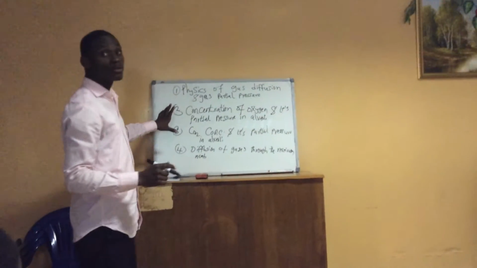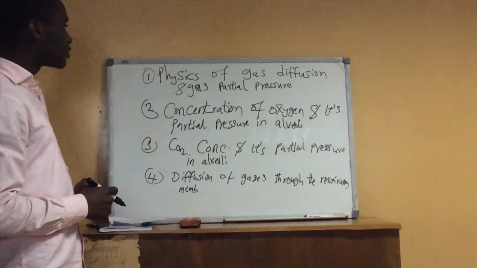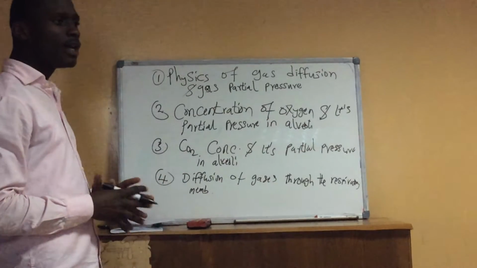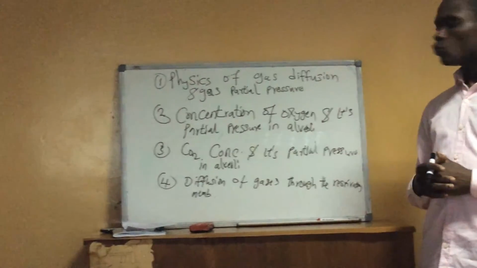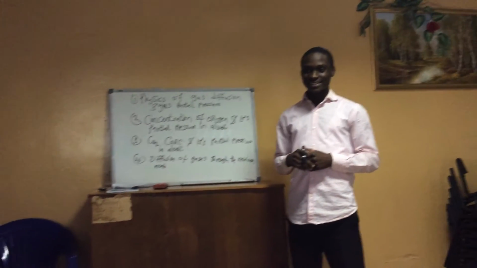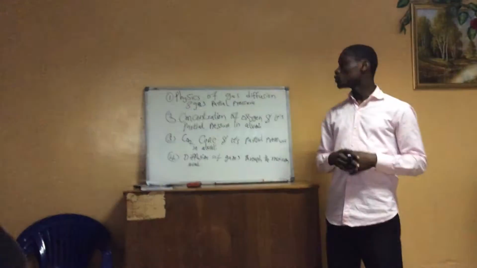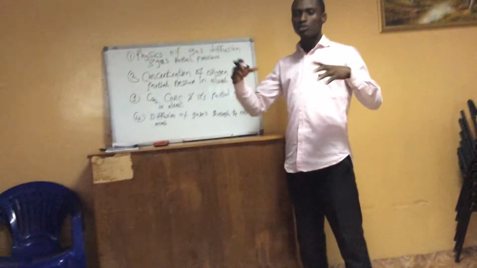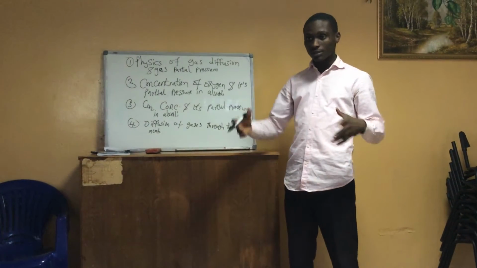Now, this is the first part of the questions we are going to tackle today. Then, after which we'll go down to the other questions. But first and foremost, physics of gas diffusion and gas partial pressure. Now, I believe we did physics back in secondary school or in high school. And what's physics all about? It's about mechanisms. Talking about what? Physical forces, and how they act on different substances. Now, physics of gas diffusion. What are those forces that are involved in gas diffusion? And what are the mechanisms of gas diffusion? That's what we're talking about.